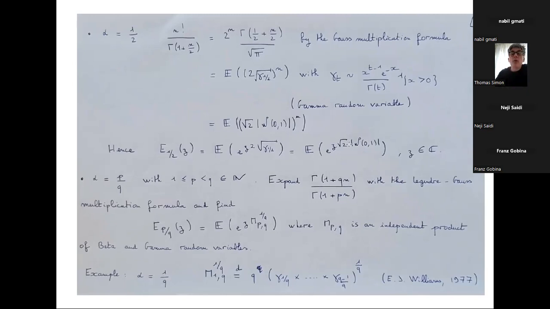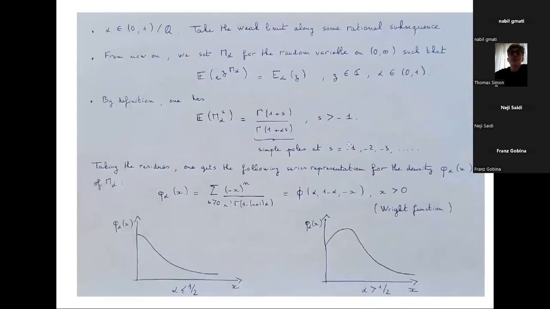Thank you, Wissem, for the next slide. So, and of course, when alpha is not rational, then you can approximate, use a weak limit, and show that for all alpha between 0 and 1, there is an underlying random variable, which I will call M alpha, whose moment generating function is the Mittag-Leffler function.